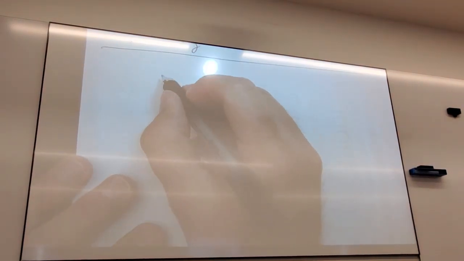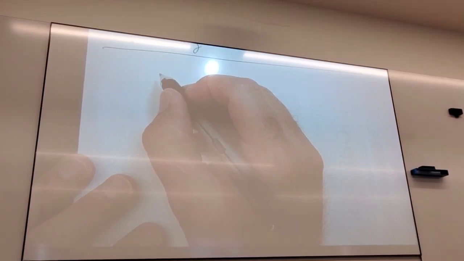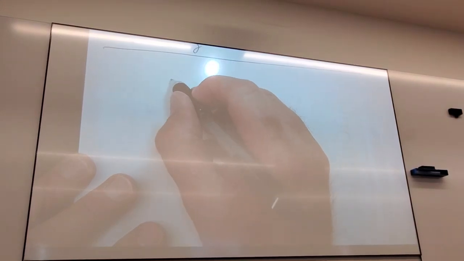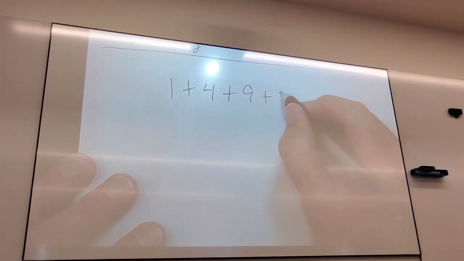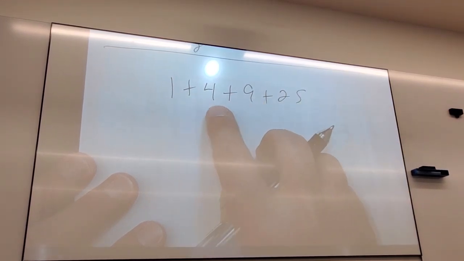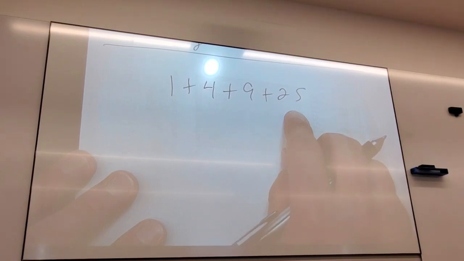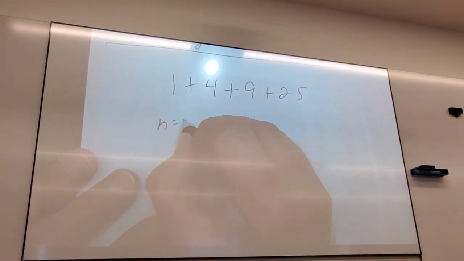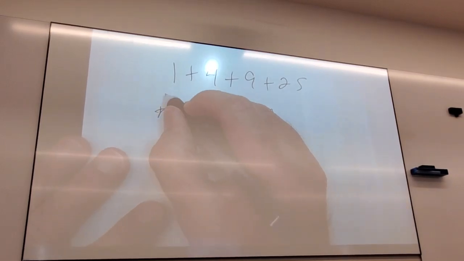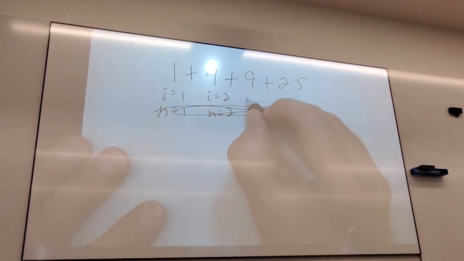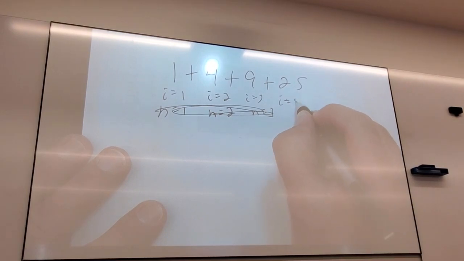The most important thing I want to talk about from chapter 13 is the idea of adding sequence elements together. Can anybody tell me what these elements are? They're squares. Perfect squares. So this is n equals 1, n equals 2, n equals 3. In fact, let me be better than this. I'm going to call this i equals 1, i equals 2, i equals 3, i equals 4. Yes?